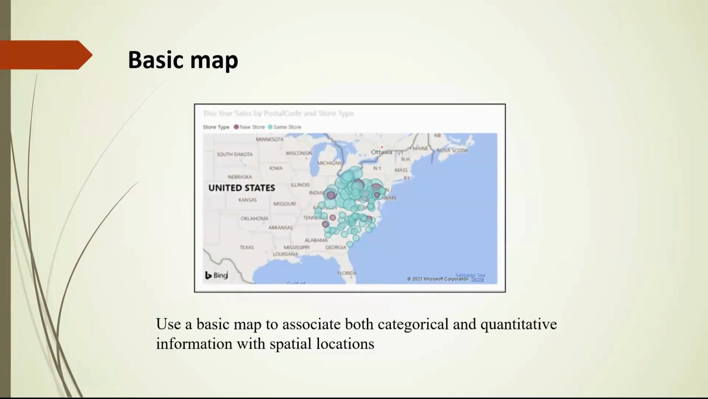Basic maps in Power BI show your data points on a world map using bubbles, and each bubble represents a location, like a city, state, or country, and the size of the bubble shows the value like sales or profit. It is great for quickly seeing where your business is performing well geographically.